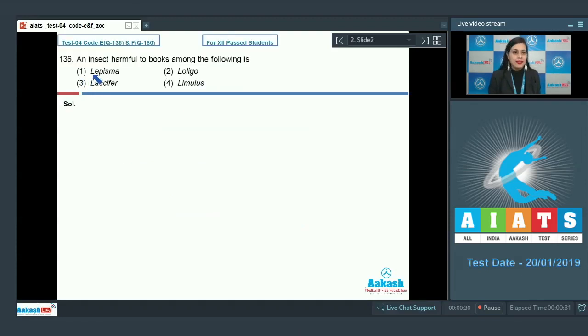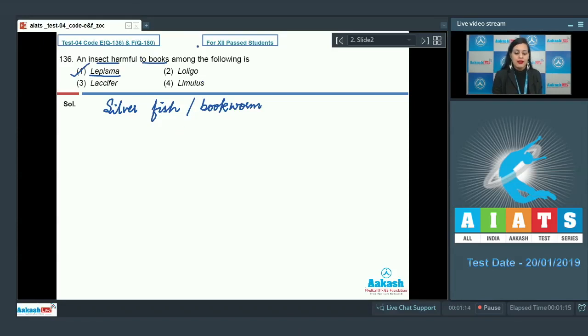Question number 136. An insect harmful to books among the following is, and the options are Lepisma, Loligo, Lucifer and Limulus. And the correct answer to this question is option number 1, that is Lepisma. Lepisma, which is commonly known as silverfish or bookworm, is an insect which is harmful to books.